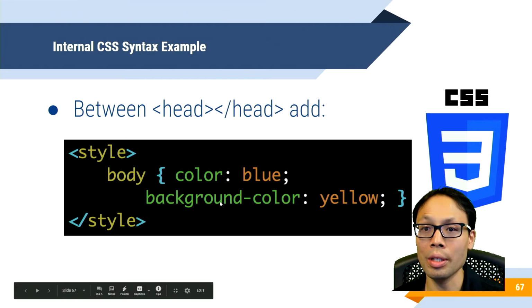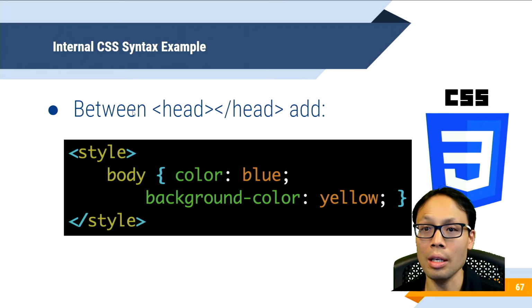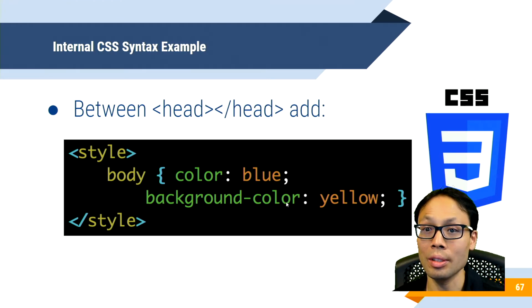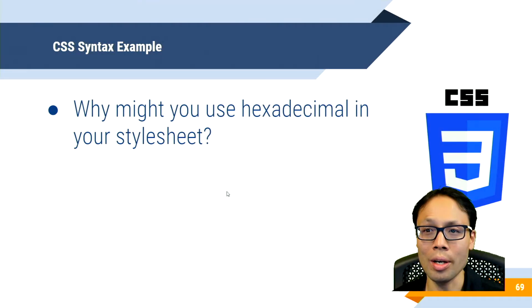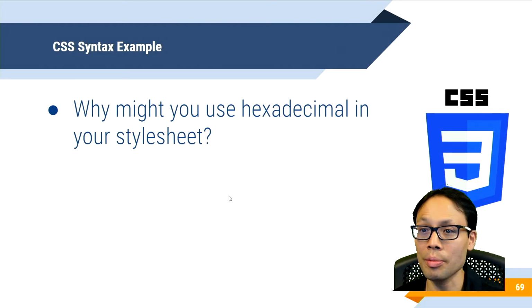So you would put an internal CSS between the head tags. For example, for the body, if you wanted these styles, you could have more than one: the color of the text, which would be blue, and the background color, which would be yellow. Give that a try. Also, you could specify the colors in hexadecimal, and I'll let you think about why you might want to use hexadecimal versus specifying the exact color.